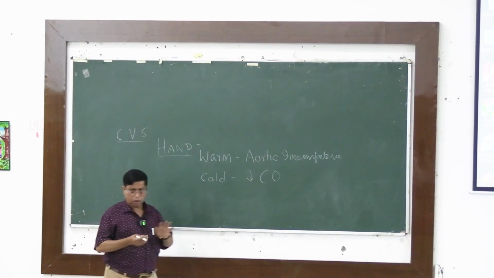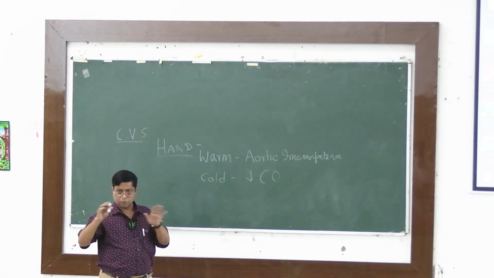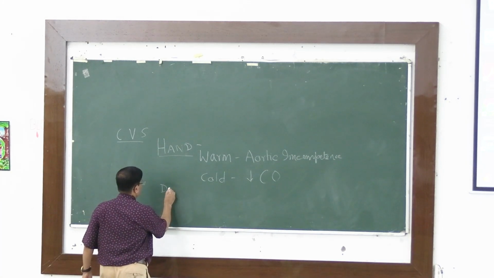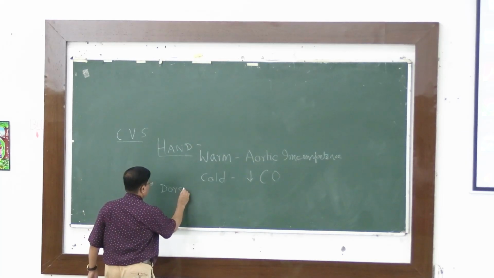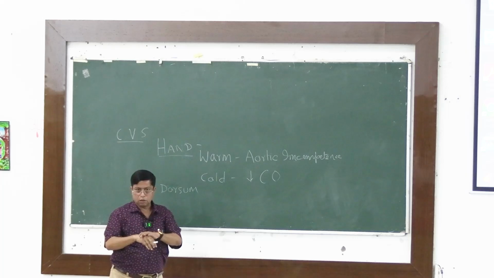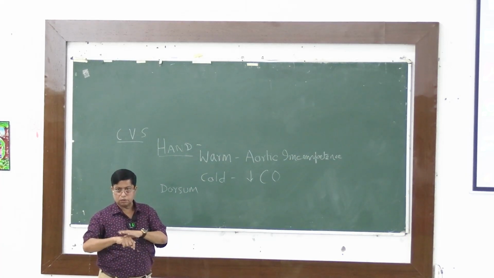Now, the part of the hand I have described so far is the palm. There are other aspects of the hand. Suppose it is the dorsum of the hand. What do we see in the dorsum? There are visible veins. That also gives us some clues of some disease.